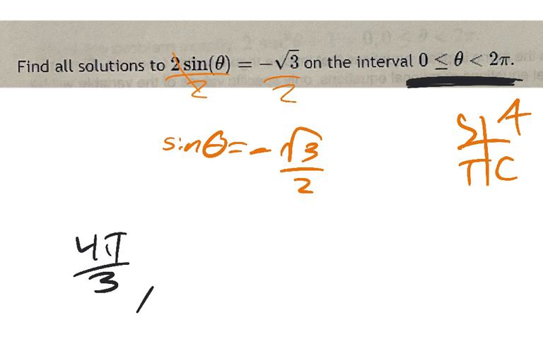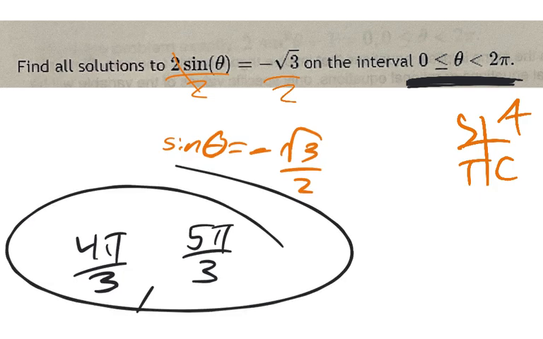And then I need a 60-degree reference angle in the fourth quadrant, because that's the other place this could happen. So that would be 300 degrees, which is 5 pi over 3. And that's all of the solutions between 0 and 2 pi. If they didn't have this line, the answers would be 4 pi over 3 plus 2k pi and 5 pi over 3 plus 2k pi. But because it restricts me to only being between 0 and 2 pi, that's all I have to list.